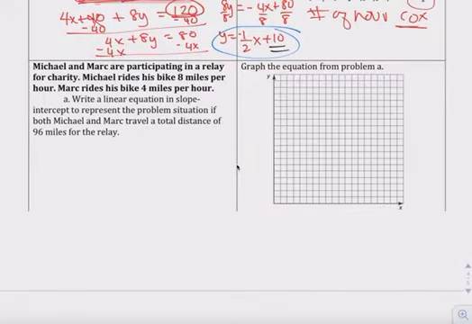Let's read the question first. Write a linear equation in slope-intercept form, y equals mx plus b, to represent the problem situation if both Michael and Mark travel a total distance of 96 miles. So whatever it is, we need to make it equal to 96. Okay, Michael and Mark are participating in a rally. In charity, Michael rides his bike at 8 miles per hour.